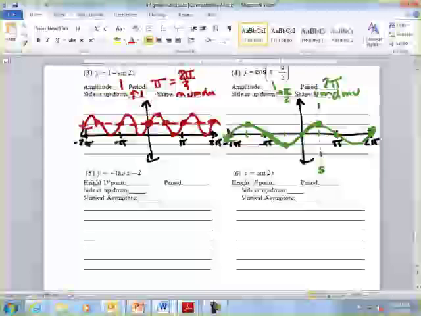Number 5 is a tangent graph. When we graph tangent, it will probably only be marked from negative pi to pi. So tangent, I won't give you as much to fill in.